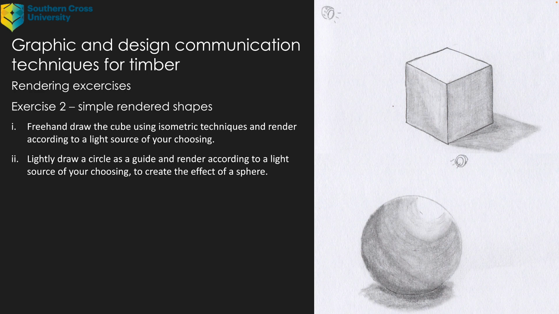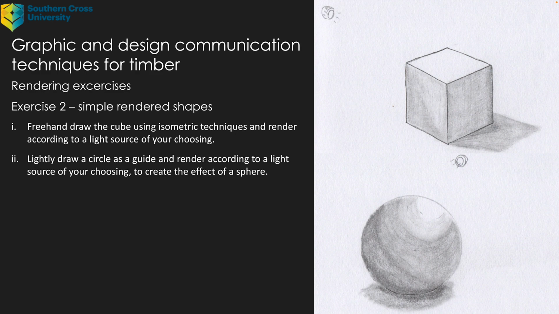The second exercise is two very simple rendered shapes. So freehand draw the cube using isometric techniques and render according to a light source of your choosing. And you can see in my images there, I have drawn in a light source, so you can see where I think my light source is coming from. In the second one, lightly draw a circle as a guide and render according to a light source of your choosing to create the effect of a sphere.